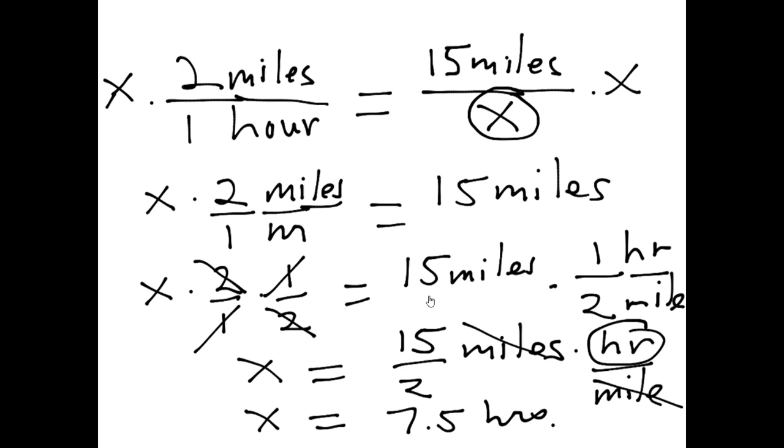It takes 7.5 hours to walk 15 miles when it takes 1 hour to go 2 miles.